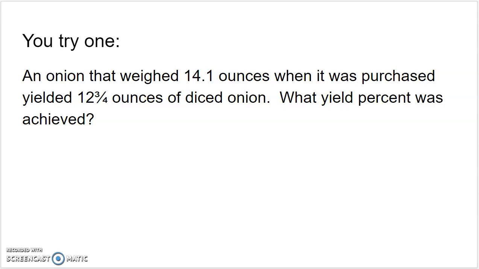So I want you to pause the video and try this one. An onion that weighed 14.1 ounces when it was purchased yielded 12 3/4 ounces of diced onion. What yield percent was achieved? So pause the video and work that one out.